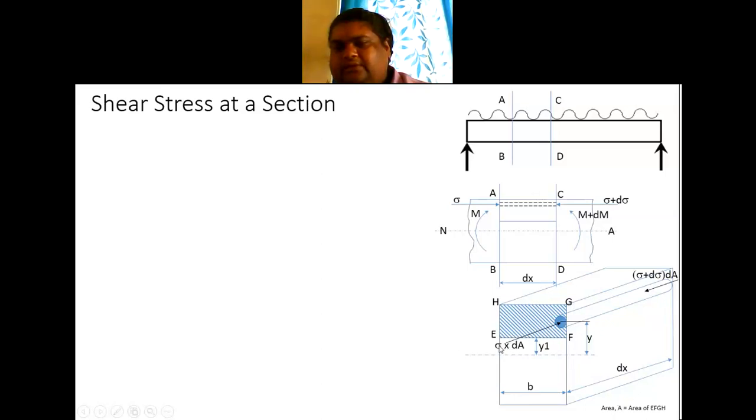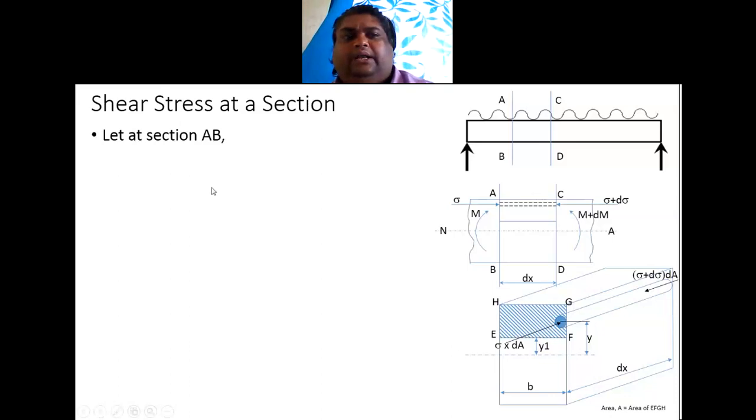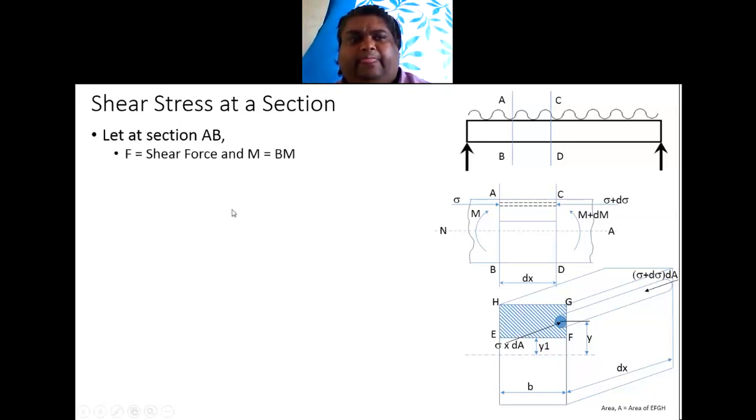So sigma into dA will be the compressive force on this side of the cylindrical element, and on the opposite side it will be sigma plus d sigma into dA, right? Now with this, let us try to derive the equation. Let at section AB, F be the shear force and M be the bending moment.